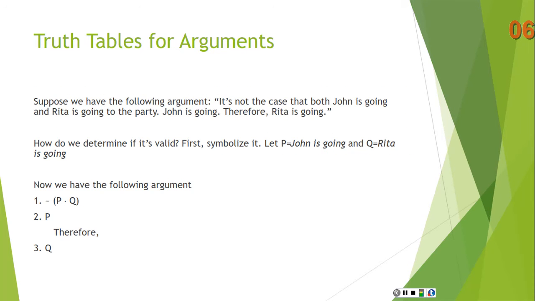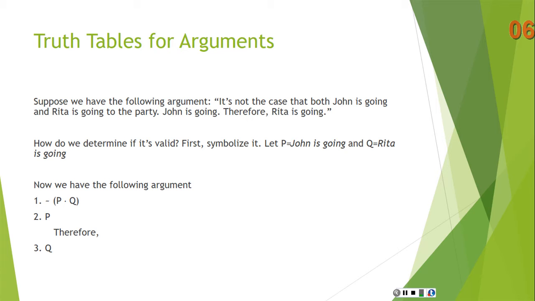Suppose we have the following argument. It's not the case that both John is going and Rita is going to the party. That's premise 1. Premise 2, John is going. Conclusion, therefore Rita is going. So how do we determine if this is valid? You might look at it and say, well, obviously it's not valid. It says they're not both going, and then it says they're both going, right? But let's just do the truth table on this argument to show that it's invalid.